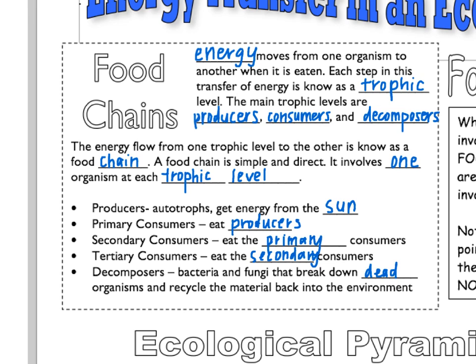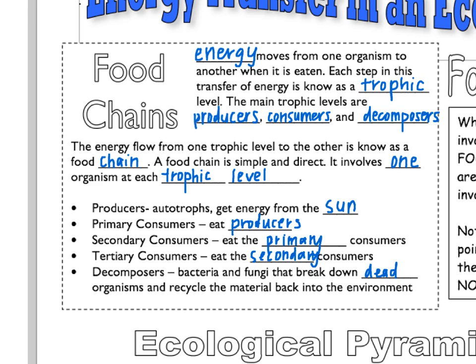The energy flow from one trophic level to another is what we call a food chain. And a food chain is very simple and direct with only one path. It involves one organism at each trophic level. And this isn't how it happens in a real ecosystem, it's just a simplified version of the chain of what gets eaten by what. In a food chain, producers are things that get their energy from the sun, autotrophs, things like plants.